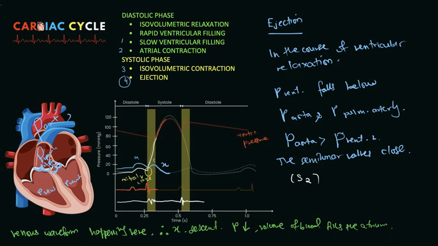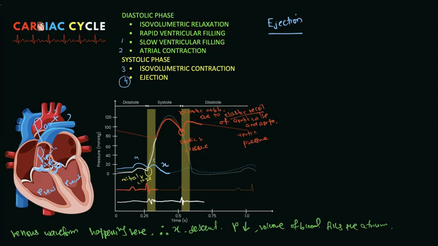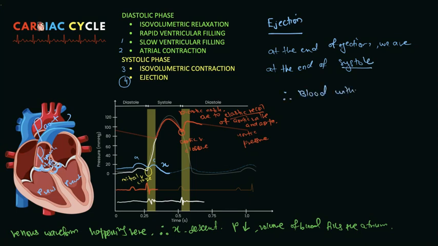Another interesting event happening here can be seen on the aortic pressure curve. Here, when the aortic valve closes, it is represented on the aortic pressure curve by the dicrotic notch. It is a positive deflection caused by the elastic recoil of the aortic valve and the aorta. After completing ejection, we are done with the systolic phase or the contraction phase of the heart.